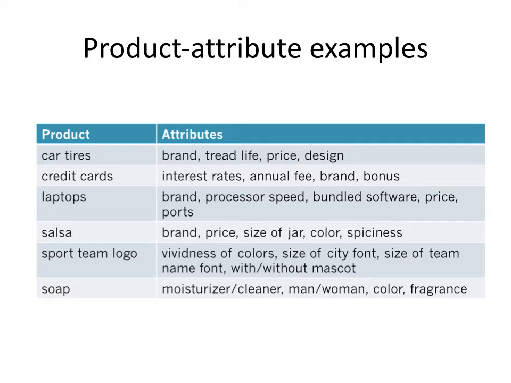Laptops: brand, processor speed, bundled software, price, ports. Salsa: brand, price, size of the jar, color, spiciness. Sports team logos: vividness of colors, size of city font, size of team name font, with or without a mascot. Soap: whether it's a moisturizer or a cleaner, whether it's manly or feminine, the color, the fragrance.